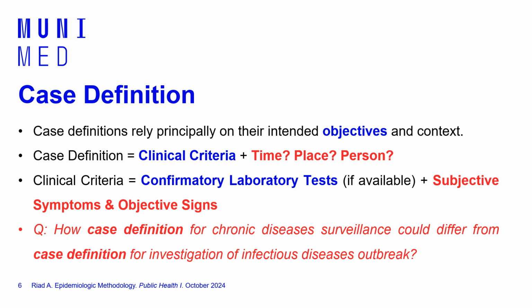Also, the case definition of infectious diseases could have more parameters regarding the outbreak or the epicenter of the outbreak, like the place of the outbreak, the time or the interval where this outbreak started, and also the type of humans who could possibly be affected by this outbreak. In chronic disease surveillance, this is not possible because we know that cancers or other chronic diseases will never have these outbreaks or epicenters. That's why we can never have parameters for time, place, or person for chronic diseases.